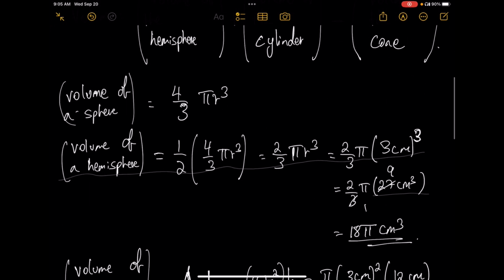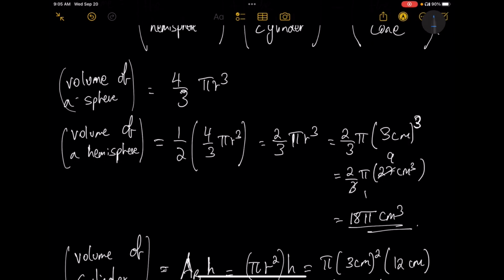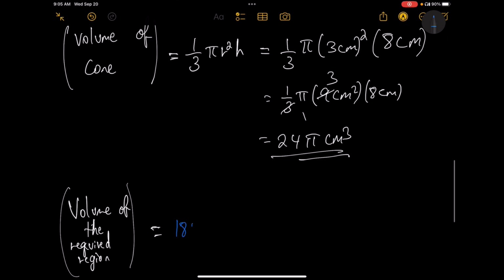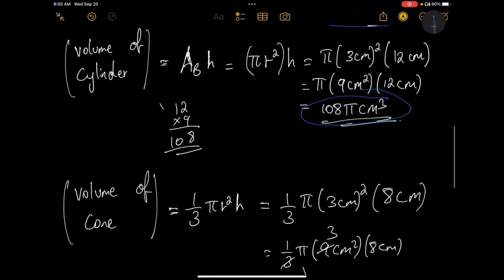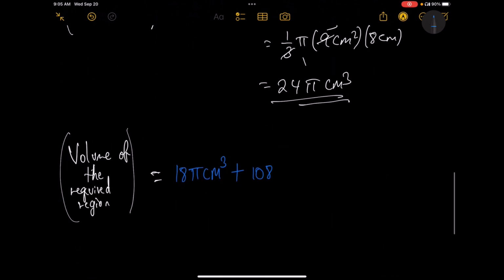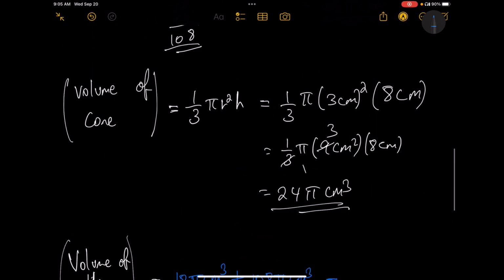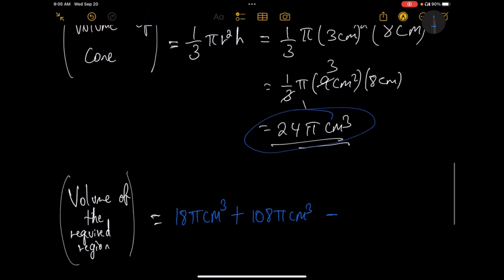What is that volume of the hemisphere? It is the volume of the hemisphere, it is 18 pi centimeter cube, okay, like 18 pi centimeter cube plus the volume of the cylinder. What is it? It is 108 pi centimeter cube minus the volume of the cone, which is 24 pi centimeter cube.